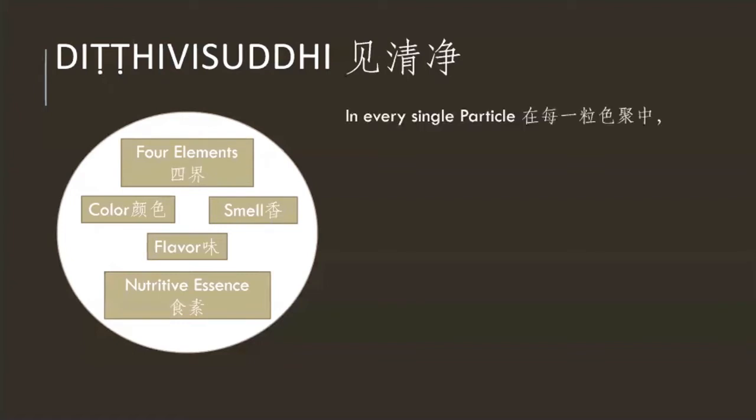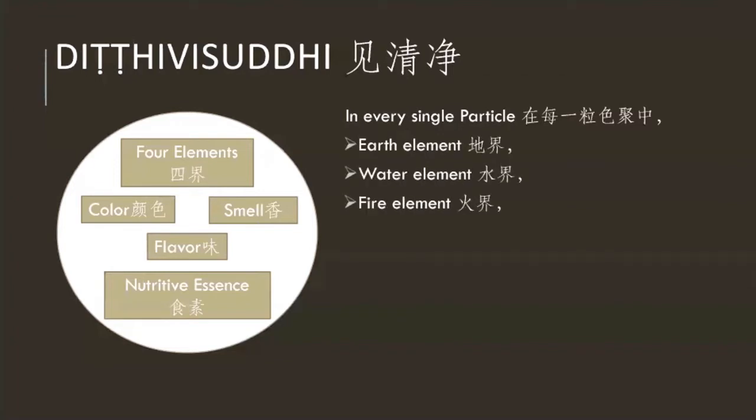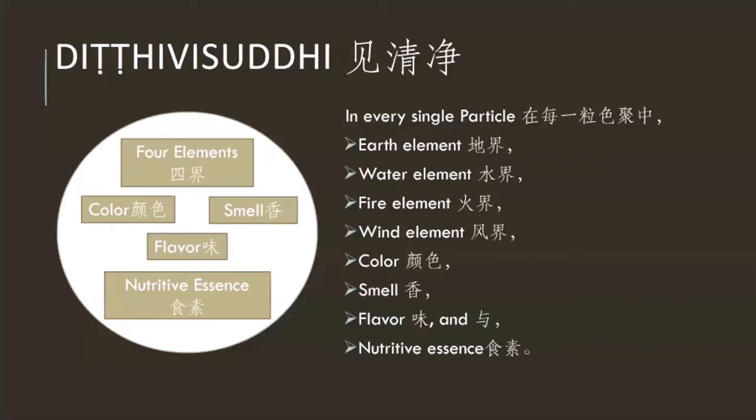So this is the first step we have to know. In every single particle, there will be earth element, water element, fire element, wind element, color, smell, flavor, and nutritive essence. This is the smallest grouping of materialities. In every single small thing, even the smallest, the finest particles, there will be these 8, according to Buddha's teaching. So when we can know all these 8 in every single thing, we can break down the perceptions of self or soul, an everlasting entity.